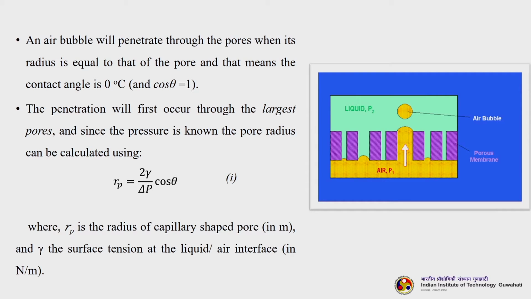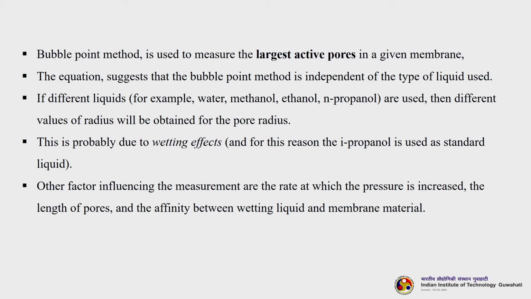You can see again, this is the same image, it is a color image. Air or nitrogen is passing through this. You can see initially this is the largest pore among all these pores, at least from the bottom side. So that is getting displaced, so liquid is displaced from the largest pore. Then when we increase the pressure, the smaller pores will also be displaced. So, the bubble point method is used to measure the largest active pores in a given membrane.